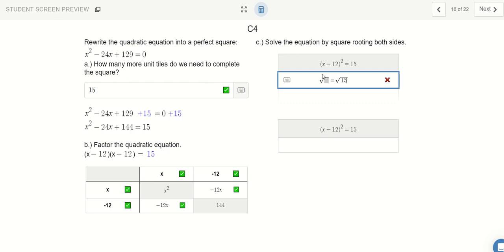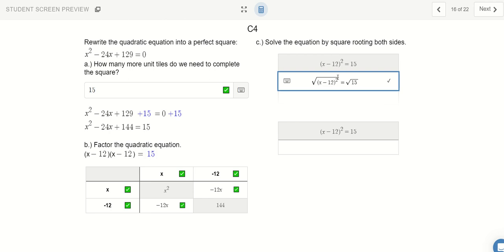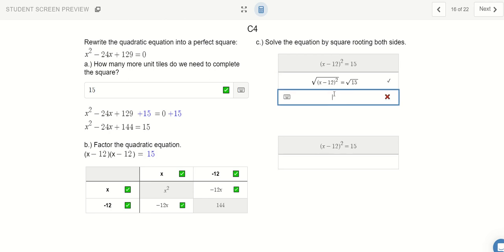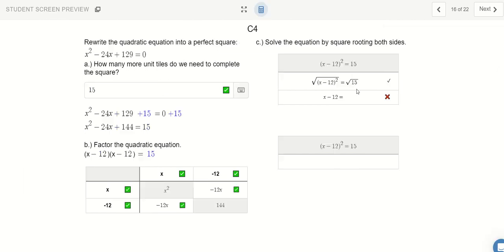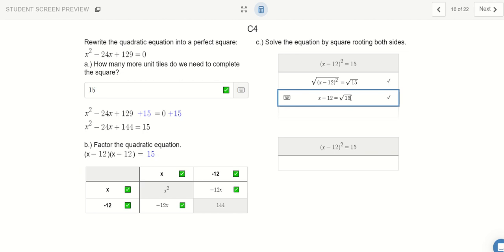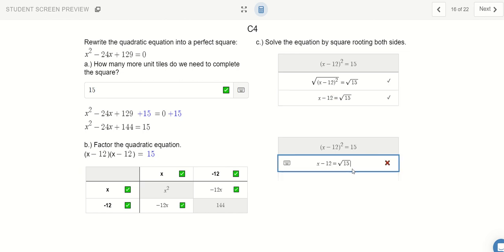Okay. Let's copy and paste. Notice that the square and square root are going to cancel out, leaving me with x minus 12. And here, square root of 15. Square root of 15 doesn't have a nice number. And if I do square root of 15, it's going to be an irrational number, 3.8729. So we're just going to leave it as square root of 15. And we know there are two versions of this answer, either positive root 15, and negative root 15.